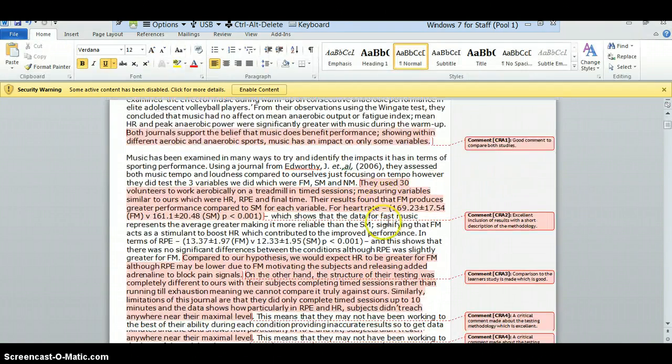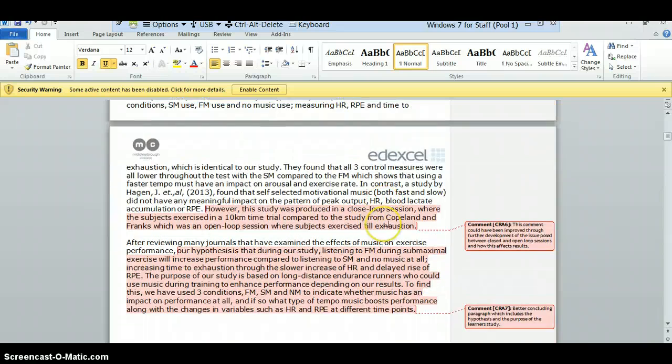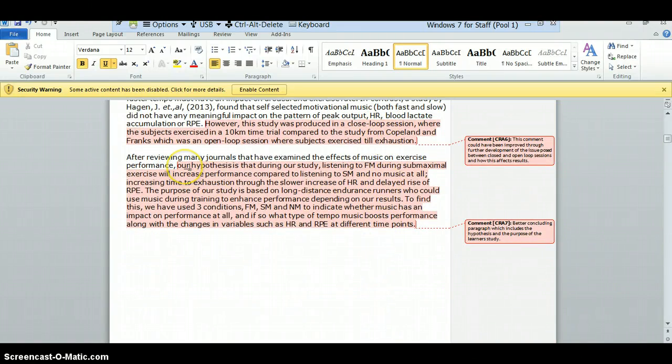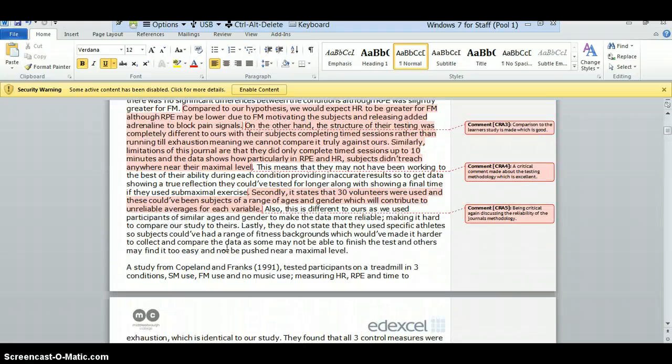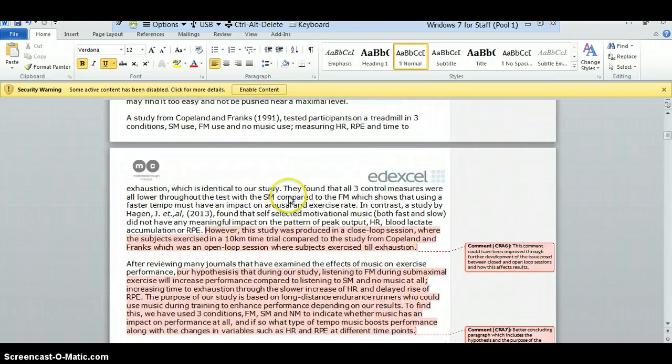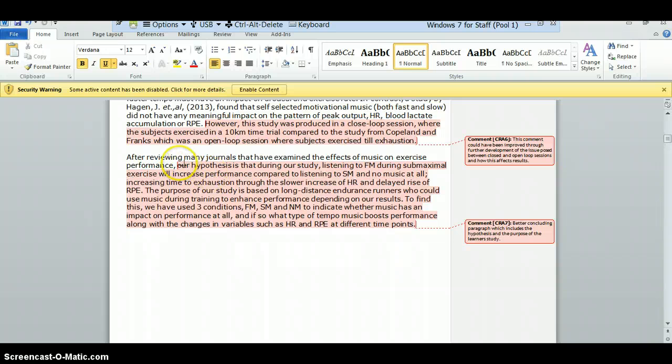Okay, so I'll go through this one very, very quickly. Okay, all they've done differently really is they've put in more strengths and weaknesses of the study, which you can see here, and they have concluded with a hypothesis based on their research.